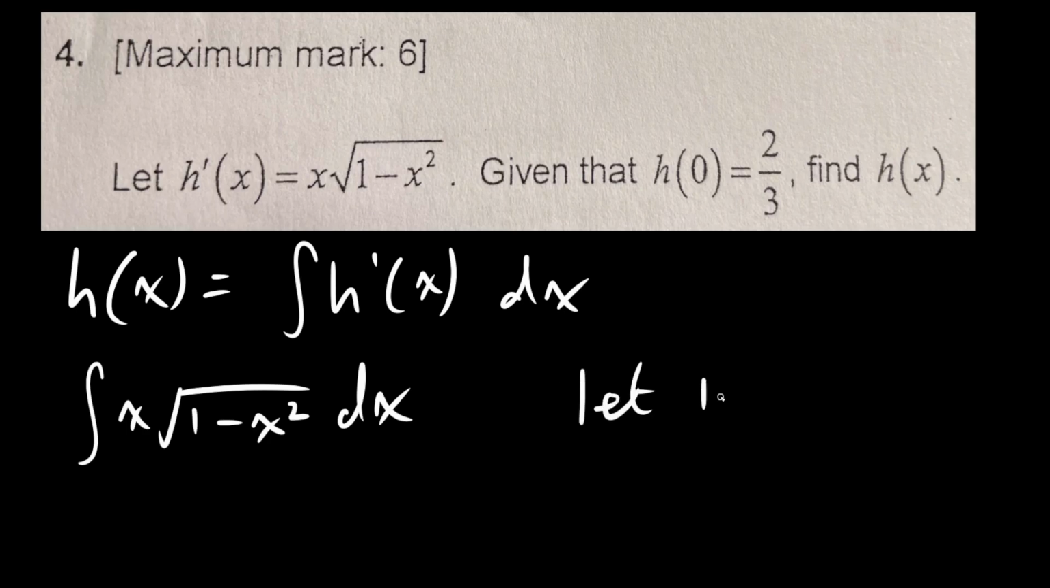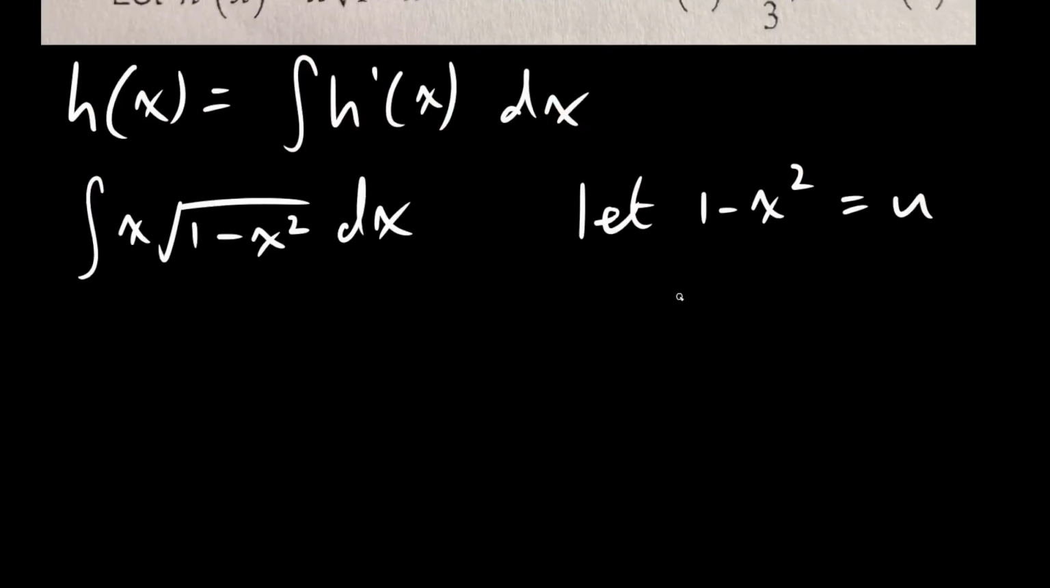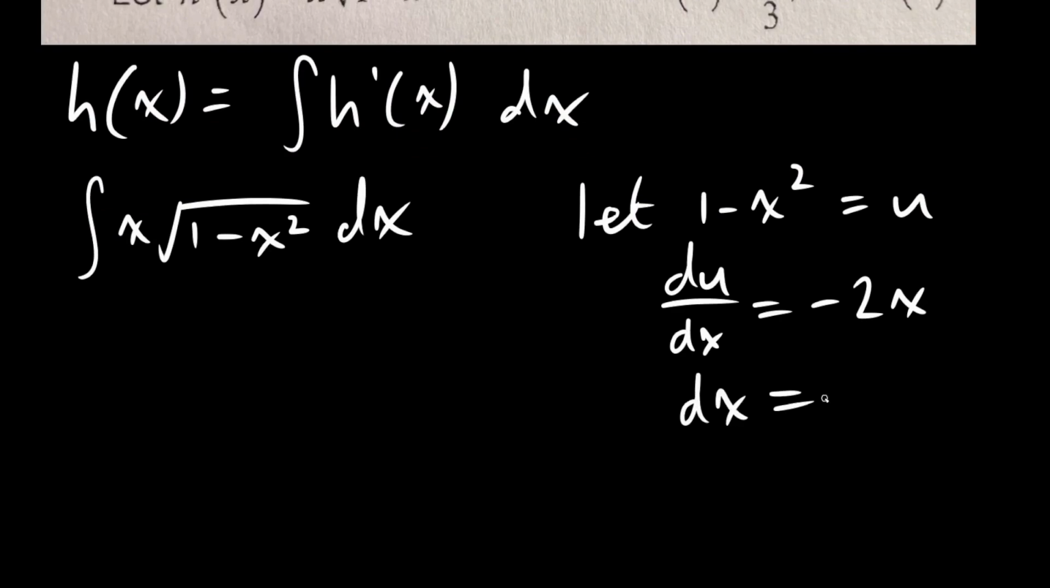Let 1 minus x squared equal u, and that means our du by dx is going to be equal to negative 2x, right? And I'm going to solve for dx. dx is going to be equal to du divided by negative 2x. I'm going to plug in our new values. x times the square root of u.